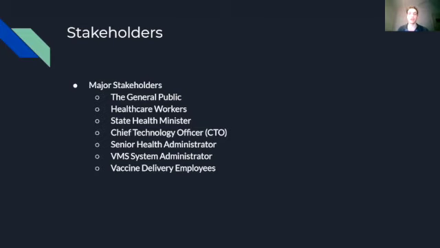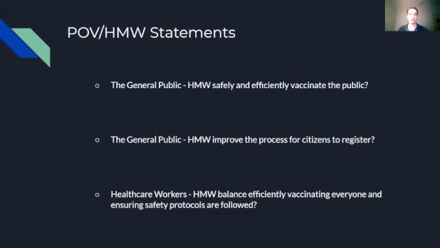Here are some of the key point of view or how might we statements that we used to develop and evolve our problem definition. For the general public stakeholder, how might we efficiently vaccinate the general public without compromising safety or wasting vaccines? And how might we improve and streamline the process in which citizens are able to register for appointments? And for the healthcare workers stakeholder, how might we balance efficiently vaccinating the general public, but meanwhile not compromising on the safety standards we have in place for healthcare workers?